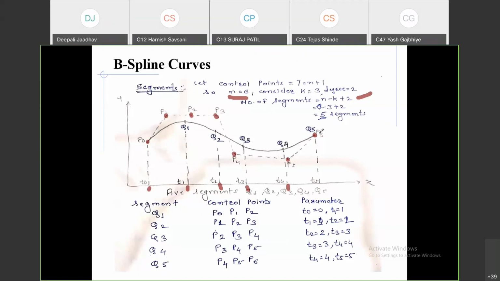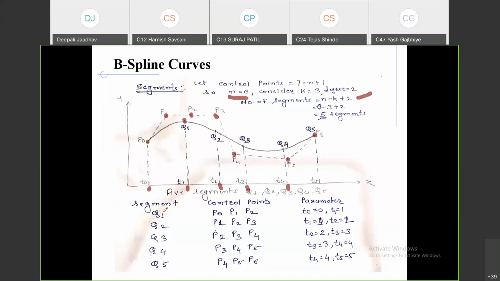We can say these join two segments. Q1 joins this segment with this segment, correct? Q2 joins this segment with this segment. Q3 joins this segment with this segment. And Q4 joins this with this segment. So these are the knot vectors that join the segments. How to calculate the values of the knot vectors, we'll see with an example in the next PPT.